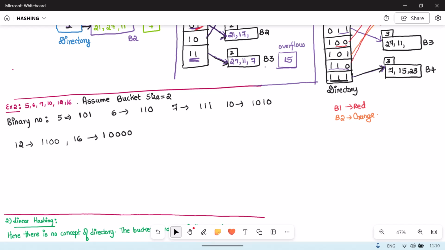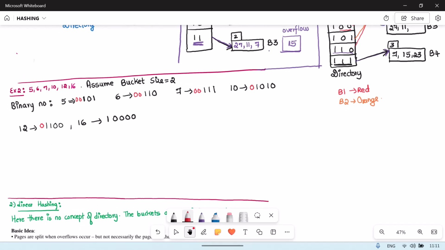Now what you have to do, first thing, check if the number of digits in each binary number are equal or not. It is not, because you see in 16 we have 5 digits, whereas in case of 5 I only have 3 digits. So what are you supposed to do? Add zeros so that the binary numbers become equal in length. Here I have only 4 digits, so I'm adding a zero. Like this you're supposed to do.